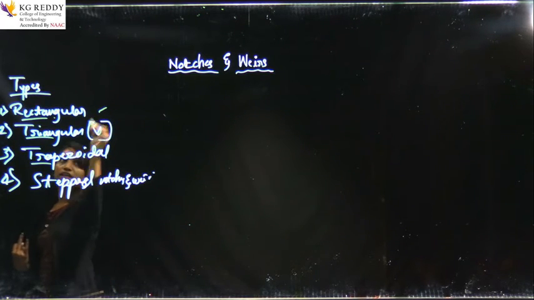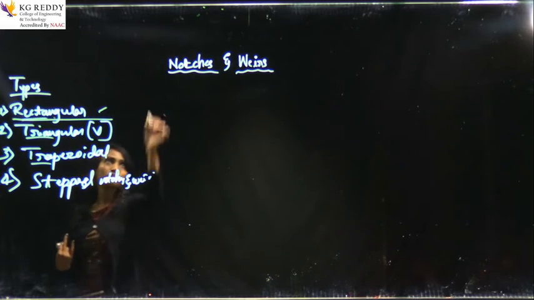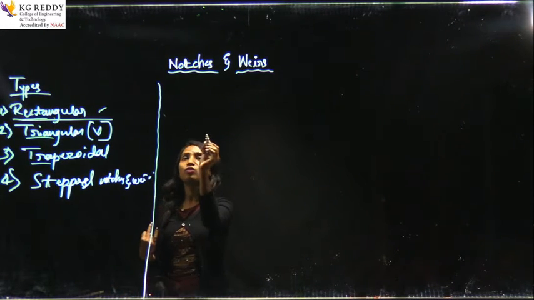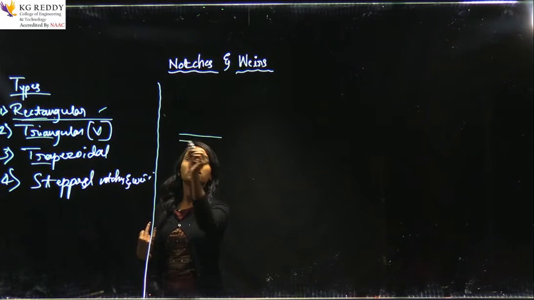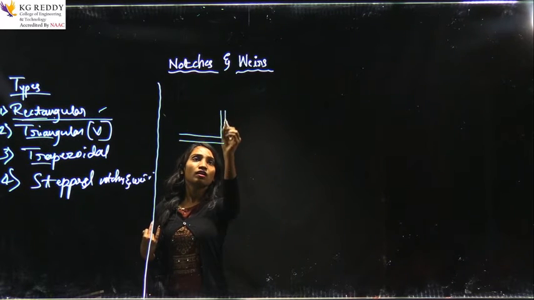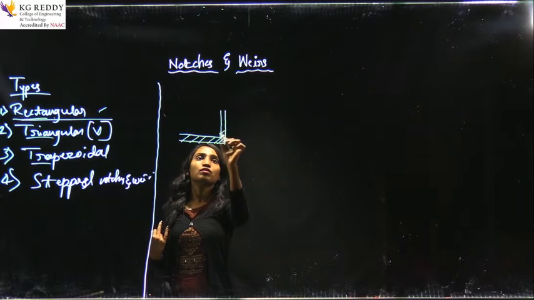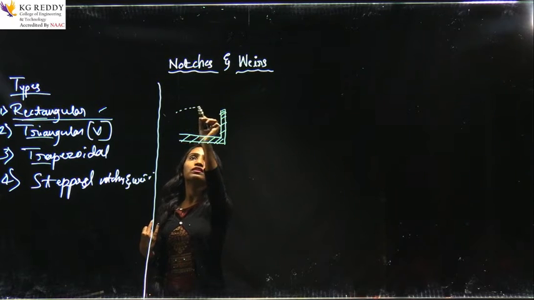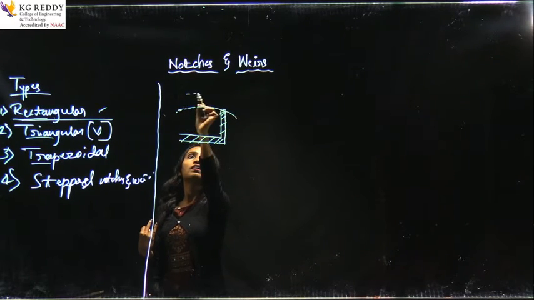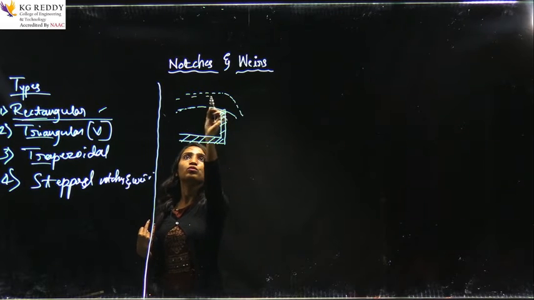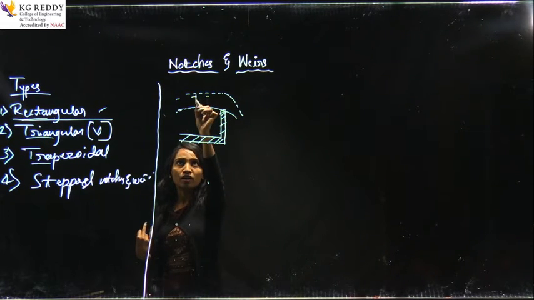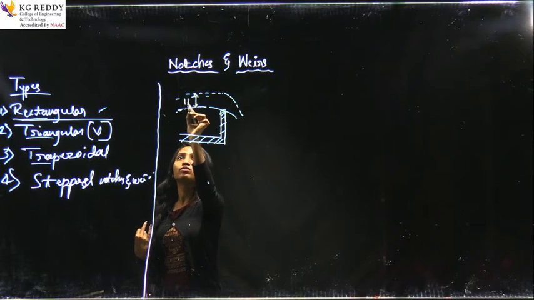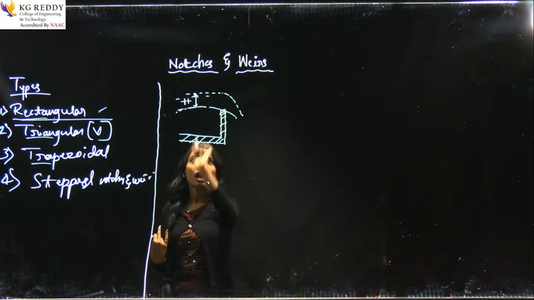The first one I will take is the rectangular notch. The rectangular notch and weir, how it looks, I will draw it and show. The water flows over this. This height, the difference in the level of the water, is what we call in fluid mechanics the head, capital H.